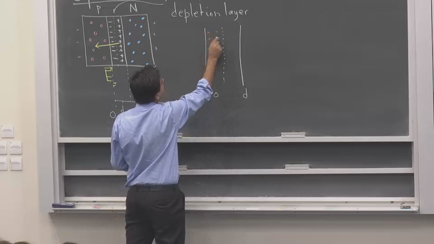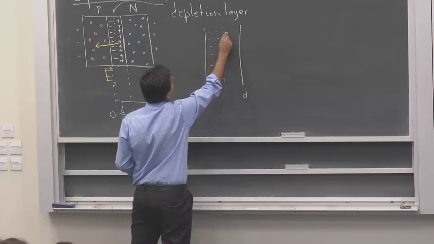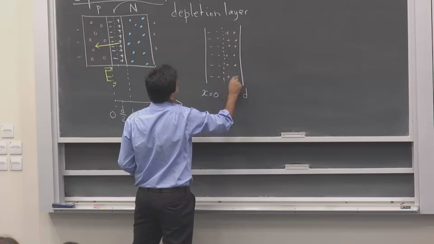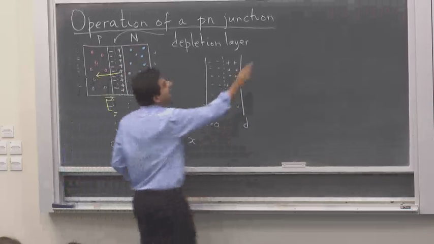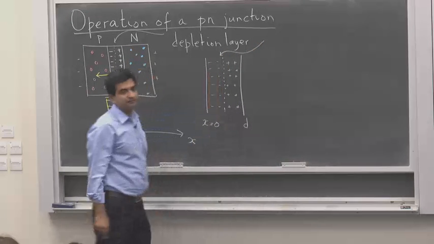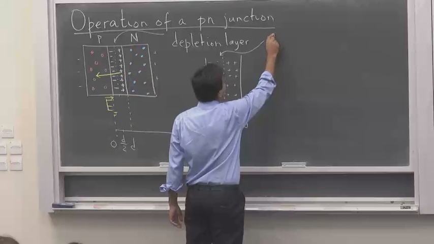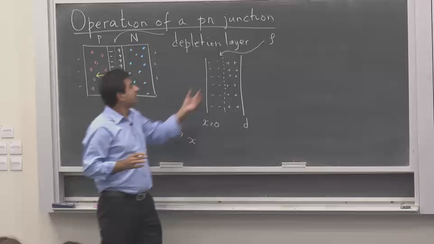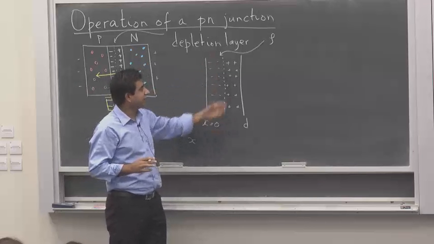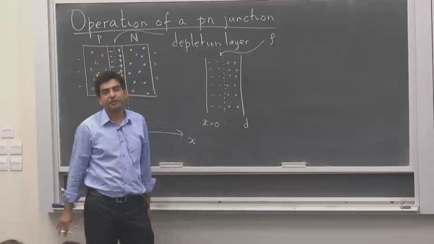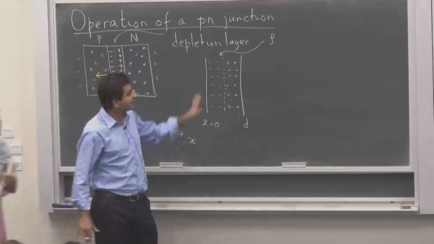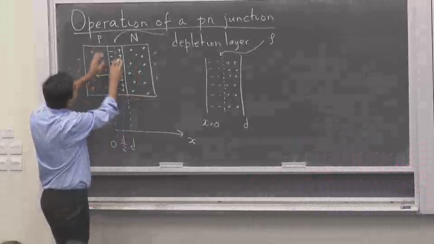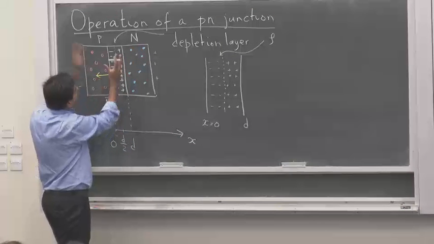Here I have negative charges. Here I have positive charges. Suppose the volume charge density is rho. That is, I have rho negative charges per unit volume inside this region and rho positive charges per unit volume inside this region. And this volume charge density is uniform because the electrons and the holes have recombined inside this region to give us a depleted region.